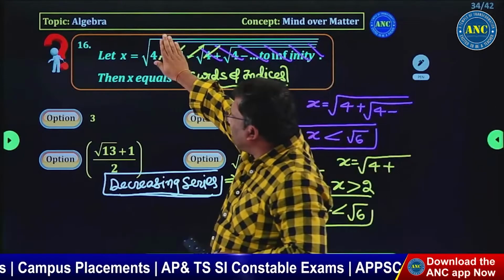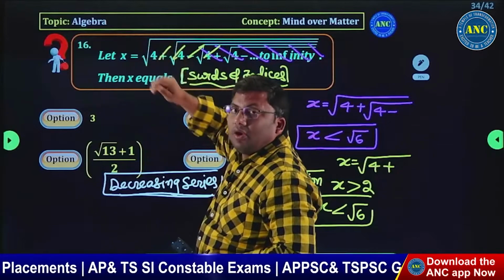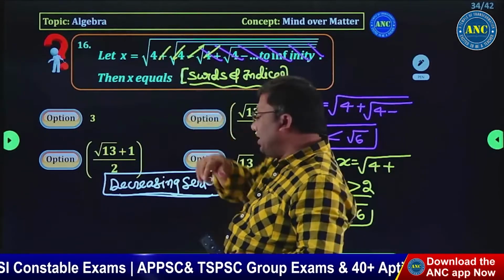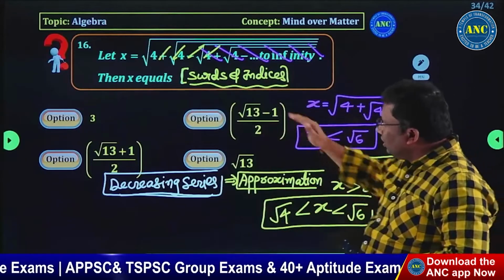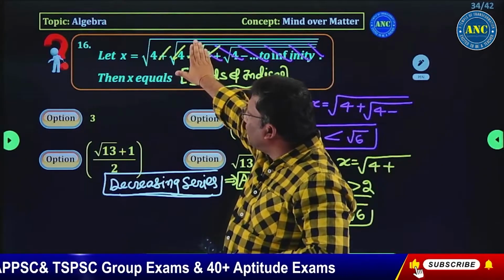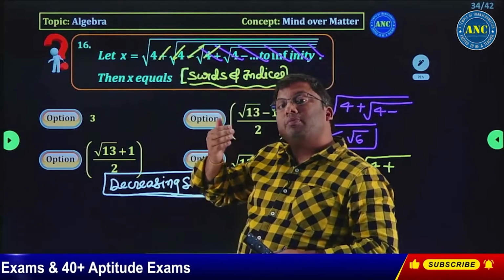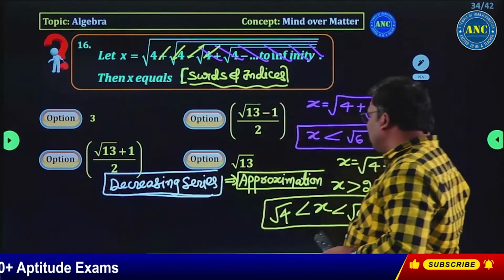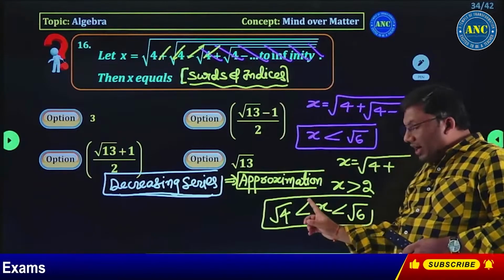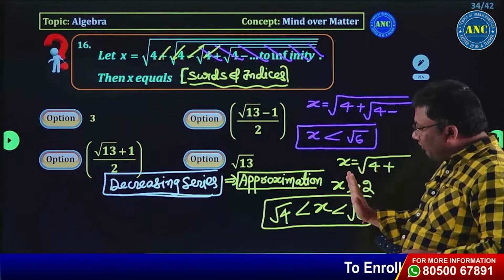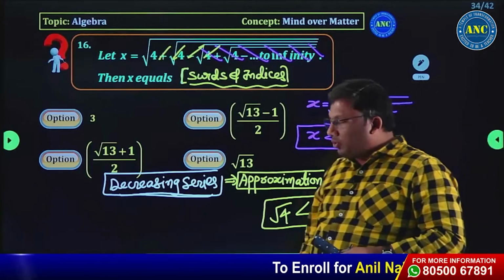If this entire portion is not there, root 4 is 2, and it is root 4 plus, so the answer is greater than 2. Here, if it is not there, root 4 is 2, 2 plus 4 is 6, but it is 4 minus, which means it is less than 2. X is greater than root 4 and less than root 6. X should lie from root 4 to root 6.